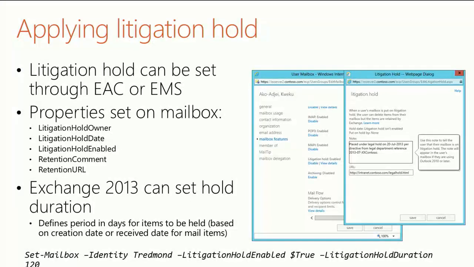So we need to know who set the hold, the date it was initiated, the fact that it is enabled, and then some retention comments and a URL, which will show up in Outlook's backstage. That's the info part of Outlook that you see, and that's just to inform the user that, by the way, you are under litigation hold. You may or may not want to set those particular properties. You may not care to tell a user that they're under litigation hold. You may not want to worry them. But in some cases, you are forced to by law.